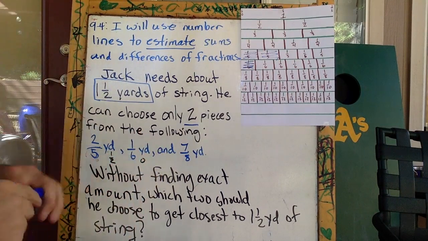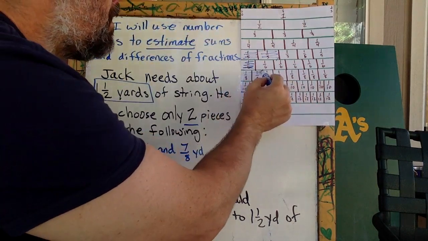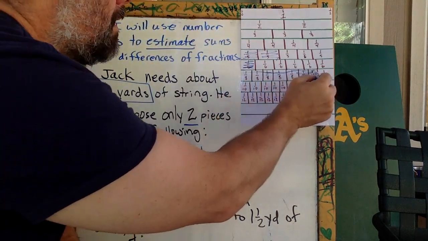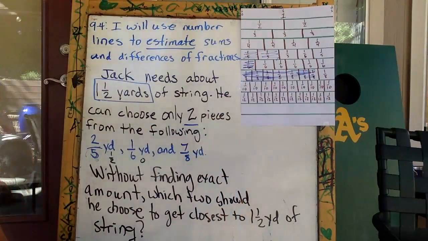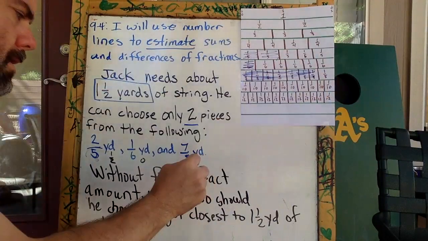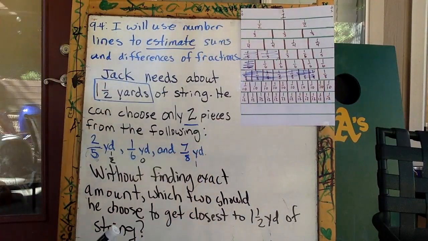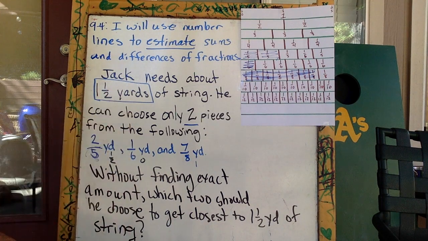Let's look at 7/8. I'm gonna go ahead and shade in 7/8. So 1, 2, 3, 4, 5, 6, 7. This is a string that is 7/8 yards long. And obviously when you look here, it's closest to 1 whole. So this is closest to 1. Okay, well now it's pretty clear what 2 pieces of string that Jack needs for his 1.5 yards. Did you figure it out?